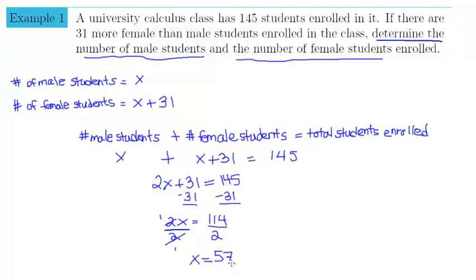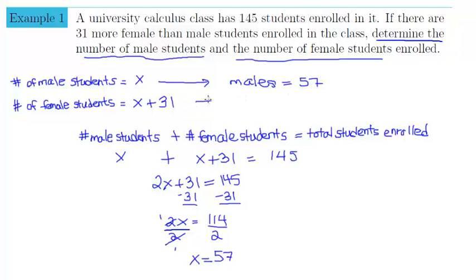So now let's state the final answer to our problem. X is 57. Go back up to the beginning, and what did we say? X is 57. So that tells us that the total number of males in the class, so the number of male students, is equal to 57.